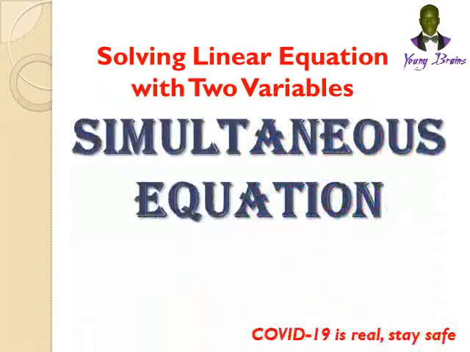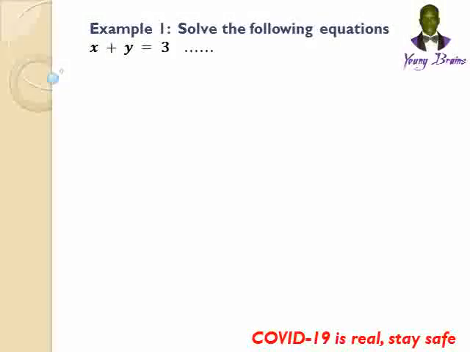In our last lesson, we started the solution to simultaneous equations using the elimination method. Today, we are making use of the substitution method. Example 1. Solve the following equations. x plus y equals 3, that's equation 1. x minus y equals 1, equation 2.